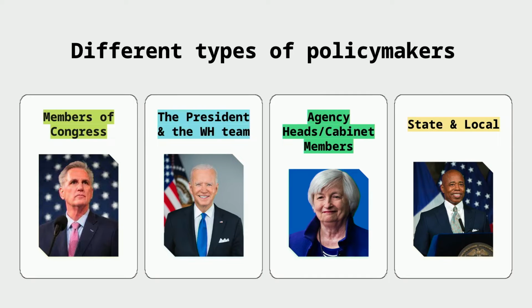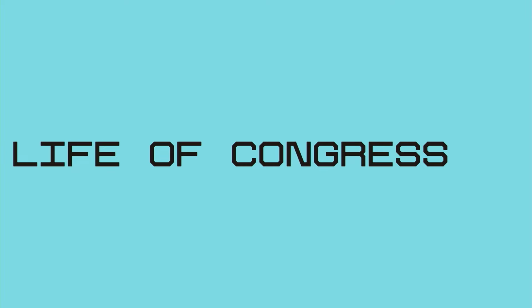And of course, because we can create laws in many different ways, there are also many different types of policymakers. You've got members of Congress, the President and the White House team, agency and cabinet heads that obviously have rulemaking authority, and then state and local officials. Eric Adams, the NYC mayor, is up here, but also think governors and council members and things like that.